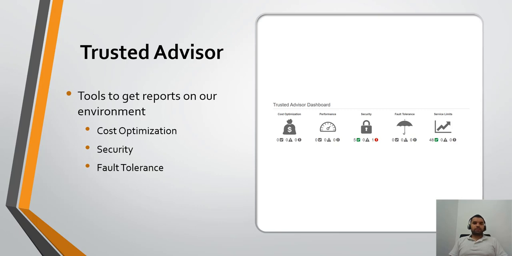Now, Trusted Advisor is a tool to get reports on the environment. So, for example, as you can see on the screenshot here, this is a screenshot from AWS. It shows cost optimization, performance, security, fault tolerance, and service limits. Of course, we are heavily focused on the security tab, but you can also get reports on the other components as well.